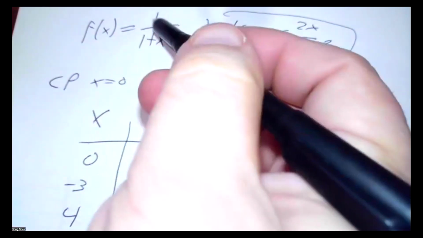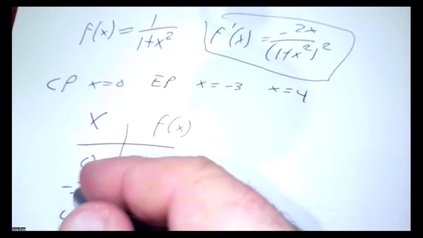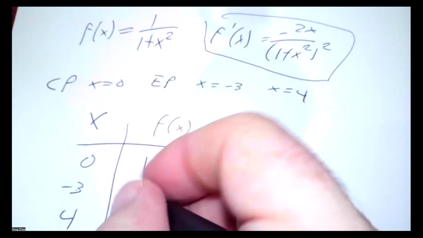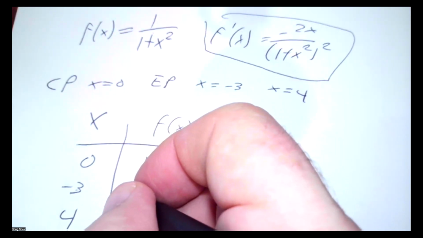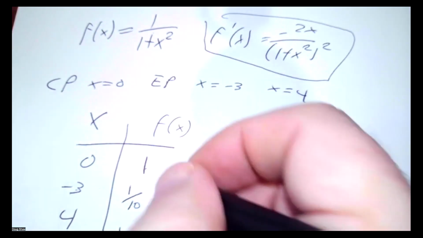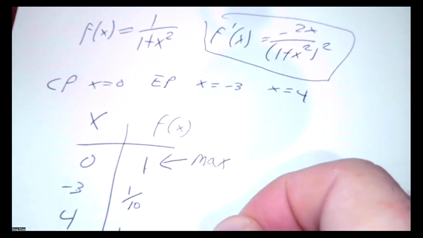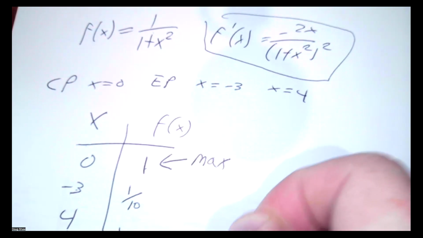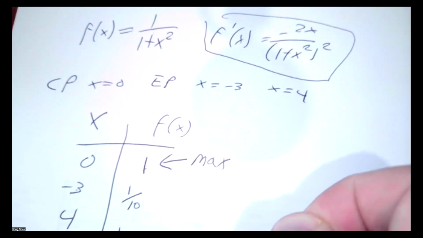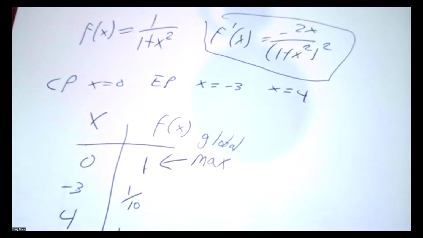When I plug 0 into my original function, I get 1. When I plug -3 into here, I get 1 over 10. And when I plug 4 into here, I get 1 over 17. So that's the biggest, that's my max. And that's the smallest, and that's my min. And I should write global min, global max.